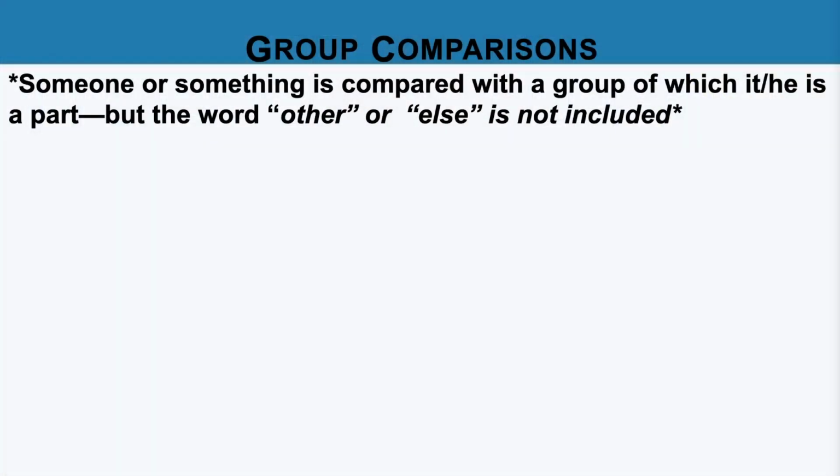you're dealing with someone or something in a group, and you're comparing that person with other people in a group with which that person is a member or is affiliated, you want to use the word "other" or "else." So that's a really clunky way of saying it. So let's see what that actually looks like.